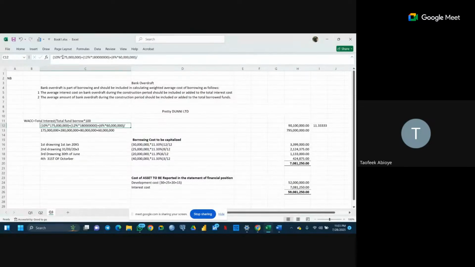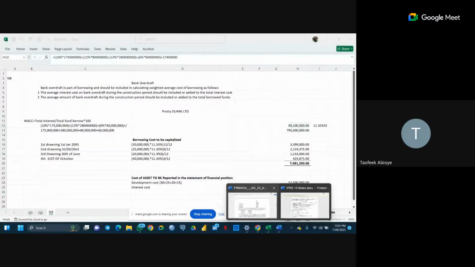What is the total interest? The total interest means the interest on this 175 million, the interest on this 80 million, the interest on this 60 million, plus the interest on the bank overdraft. We could have calculated the interest on the bank overdraft too, but however, we are lucky that we are given the interest directly from the question.